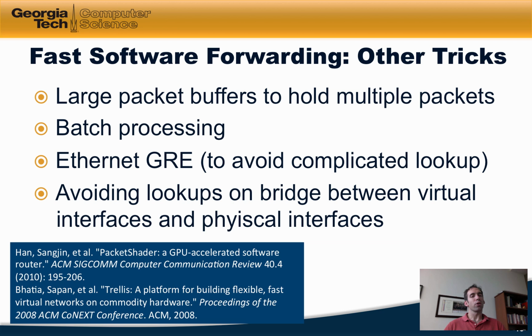There are other tricks that other architectures have used to achieve fast forwarding in software. Another architecture called Packet Shader used a large socket buffer to hold multiple packets and wait for multiple packets at once to amortize the overhead associated with processing each packet. The Trellis architecture simplified packet lookup by using Ethernet GRE tunnels and avoided performing lookups on the software bridge between virtual interfaces and the physical interfaces on the host that's hosting the virtual machine.